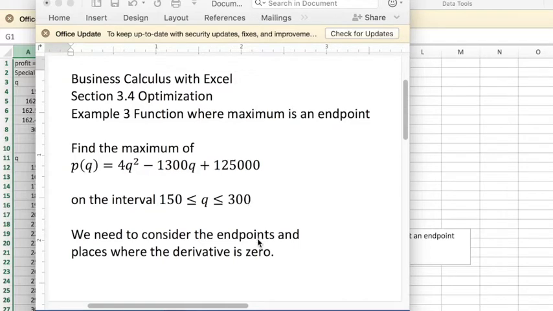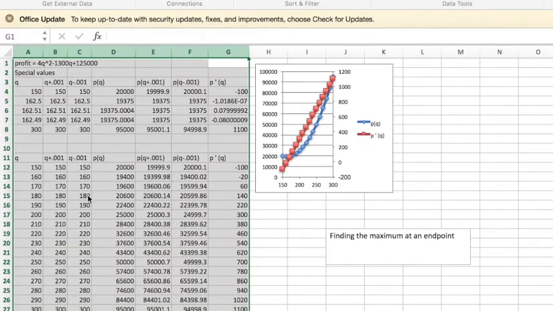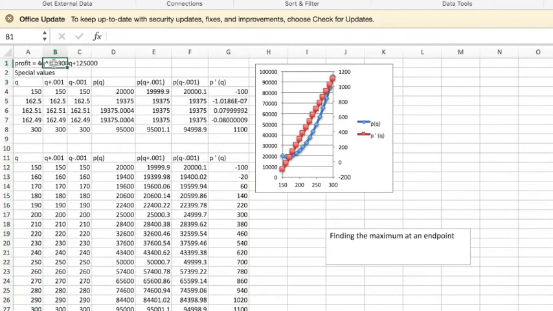We need to consider the endpoint and the places where the derivative is zero. We use our standard setup. I want to set things up so I have my given function. I want to be able to find both the function evaluated at Q and the derivative. I evaluate at Q plus 0.01 and Q minus 0.01 to find the numeric derivative.